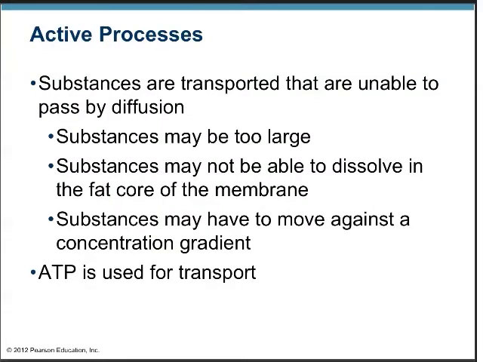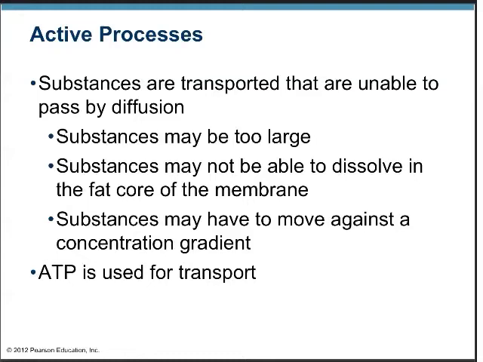Now, active processes are different. In an active process, we can move a molecule in any direction that we want because we have energy to drive the process. So these are substances that are transported unable to pass by diffusion. The substances may be too large. They may not be able to dissolve in the fat core of the cell membrane where the lipid component of the phospholipid is housed. Or substances may have to move against the concentration gradient.